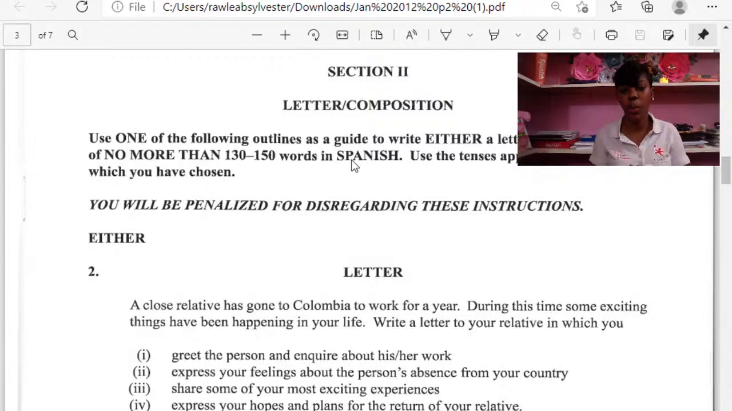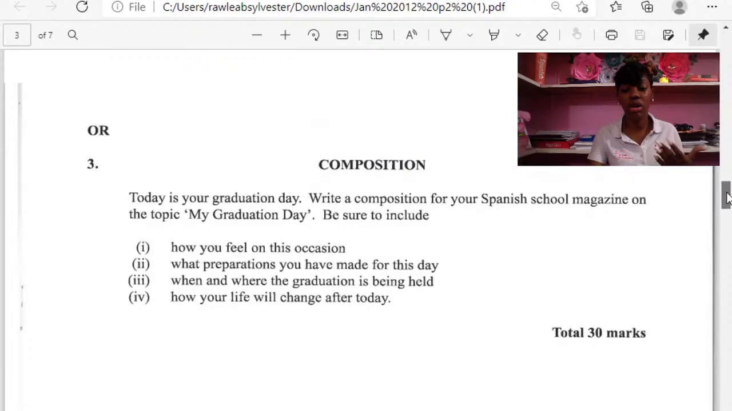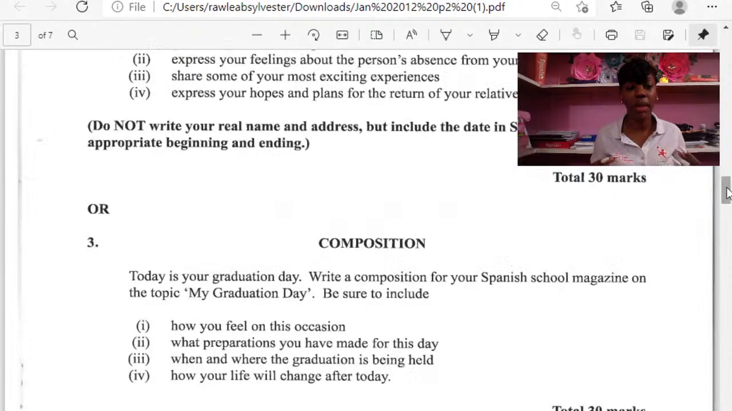As I said, the letter and the composition both have the same mark allocation. Both of them are given 30 marks. To get your full 30 marks, again, pay attention to your tenses. Look out for those tenses. I actually had a class a little before this, and what I told a student was, remember in Spanish, we are not translating words. We are translating ideas. So make sure you are translating the correct idea.